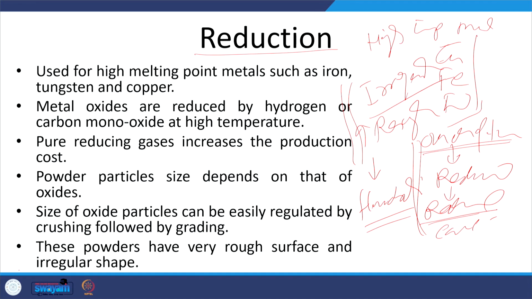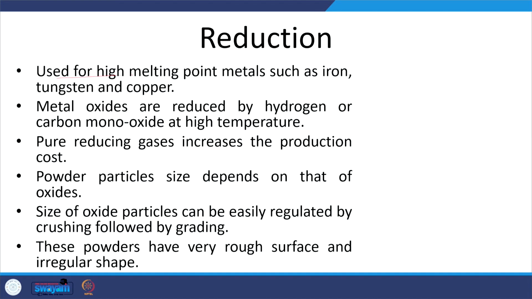So here let us talk about the other aspects, like the reduction method used for making the powders of high melting point materials such as iron, tungsten, copper. The metal oxide in powder form is reduced by hydrogen or carbon monoxide at a higher temperature. If the initial metal oxide is coarse, after reducing we get a coarse powder. If the oxide is small, then we find a smaller size of the powders being produced. So the initial oxide powder particle size governs the metallic powder that is produced.